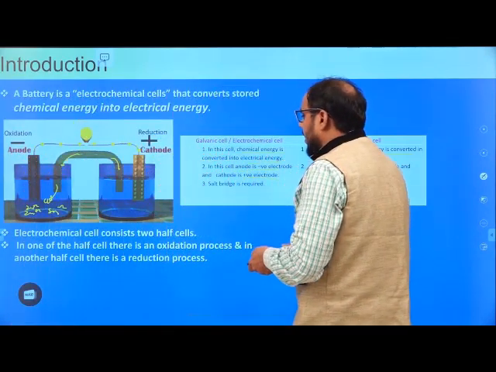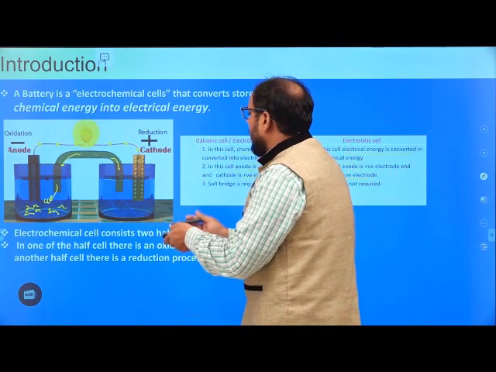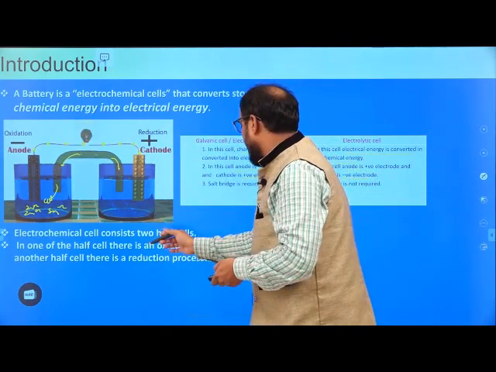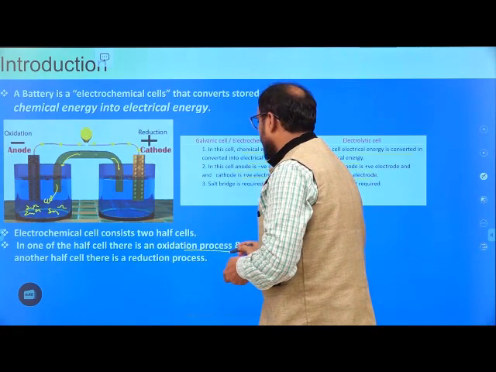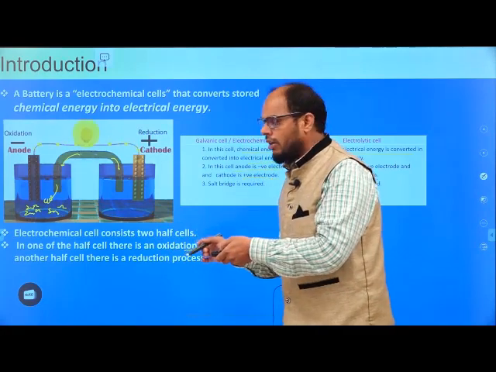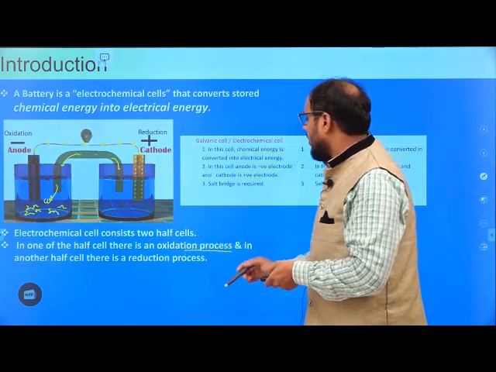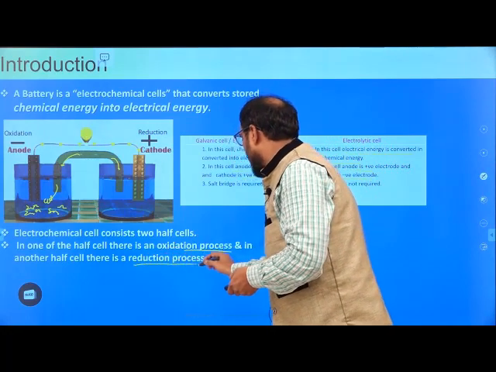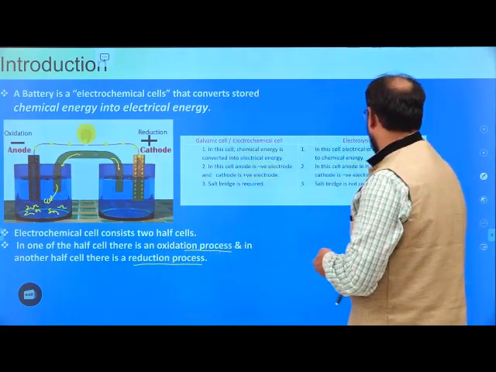So we can see that in an electrochemical cell, we have two half cells. A half cell where the oxidation process occurs is called the anode, and the other half cell where the reduction process occurs is called the cathode.